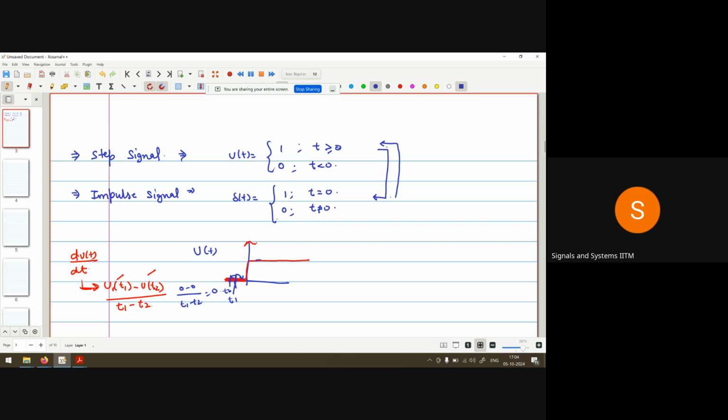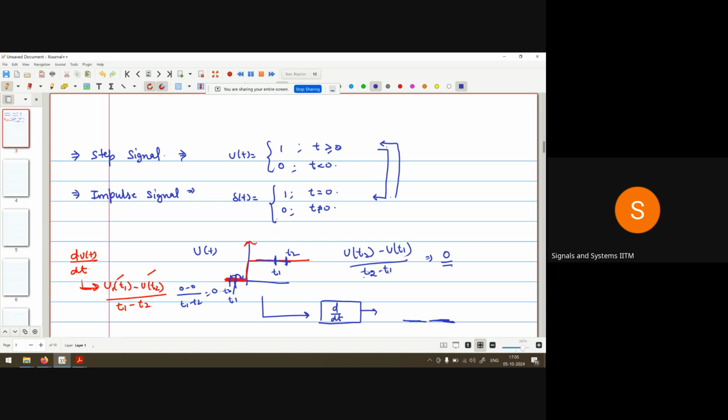Similarly, if we go to this point, now I consider this is the T1 time period, this is the T2 time period. Now u of T2 minus u of T1 upon T2 minus T1. Okay, u of T2 is 1, u of T1 is again 1. And what is the time period difference? That becomes T2 minus T1. So the value is again 0. That means if I differentiate the signal, we are getting 0 everywhere.